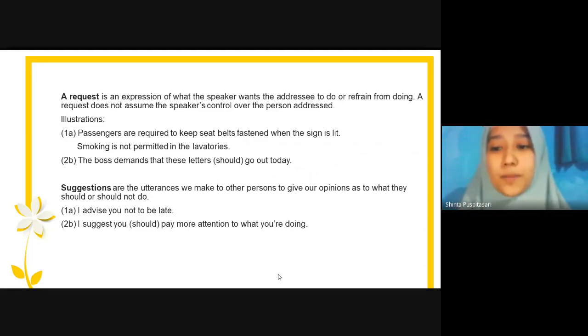And then the next, this is the suggestion. Suggestions are the utterances we make to other persons to give our opinions as to what they should or should not do. The first is, "I advise you not to be late." "I suggest you should pay more attention to what you're doing." So advise and suggest are the signs of the suggestion.